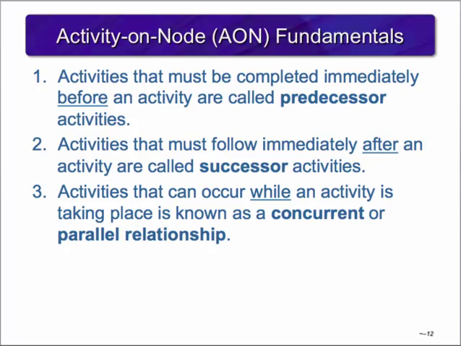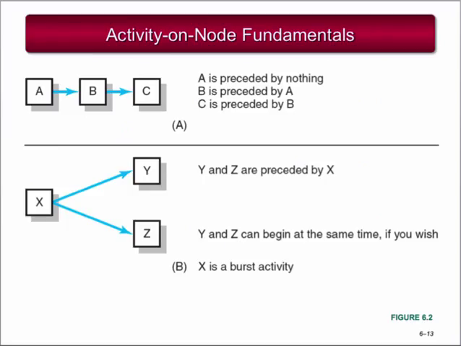To help with the development of an activity on node project network, here are some fundamentals to help you along the way. 1. Activities that must be completed immediately before an activity are called predecessor activities. 2. Activities that follow immediately after an activity are called successor activities. 3. Activities that can occur while an activity is taking place is known as a concurrent or parallel relationship. Let's put the fundamentals into practice.